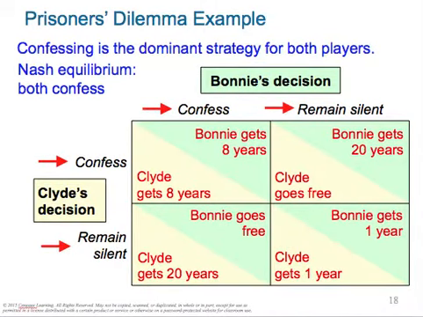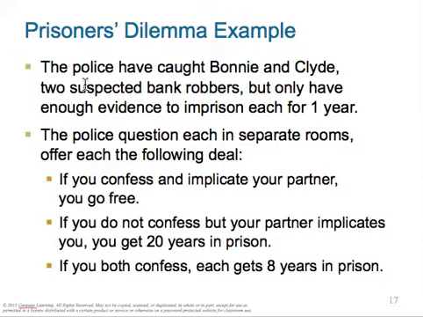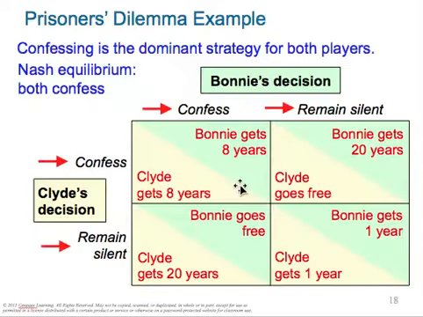Now, back to our prisoner's dilemma example. All right, so confessing is the dominant strategy for both players. So that means that the Nash equilibrium is for both to confess.